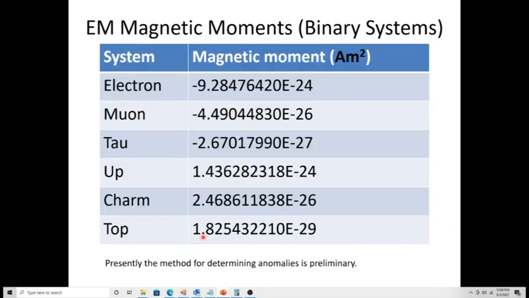So these are the ethereal mechanics magnetic moments of the binary systems, and with the anomalies baked in. Now I have a method of determining anomalies. It's still kind of a little preliminary, but I think it's okay right now. But until I get a way to corroborate it, it's preliminary. I'm not going to release it yet until I can corroborate it. But these are all the magnetic moments of the binary particles as per ethereal mechanics.